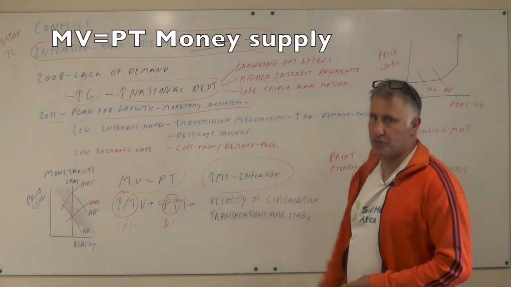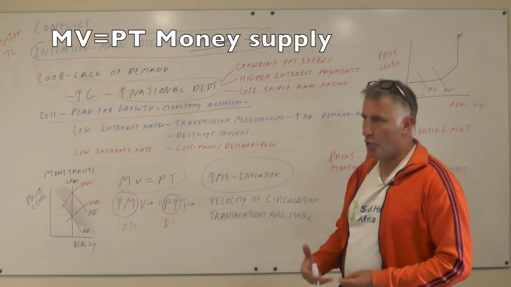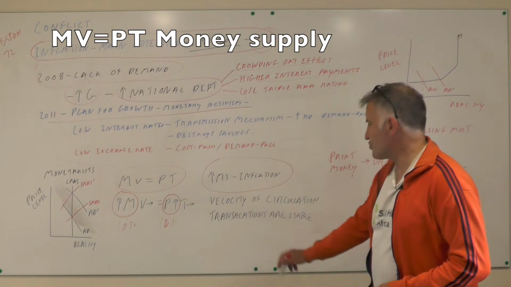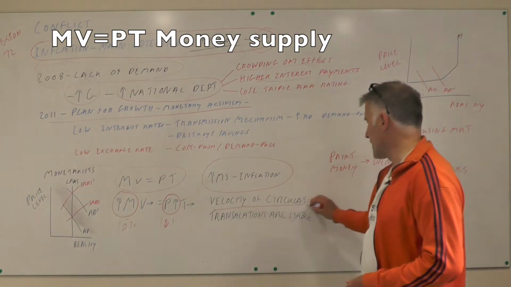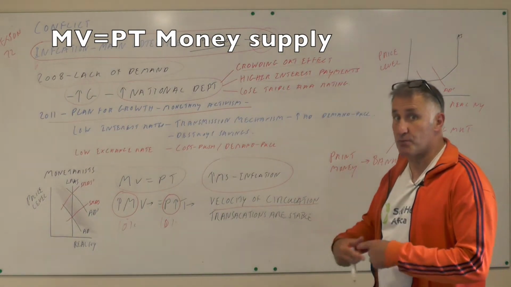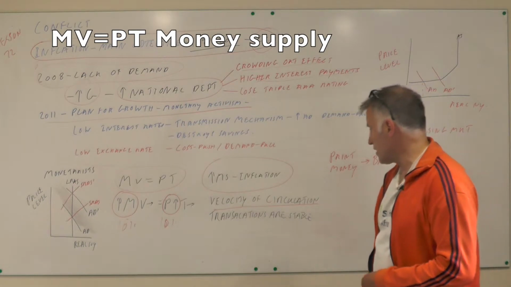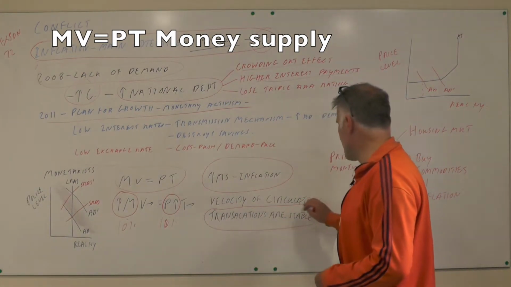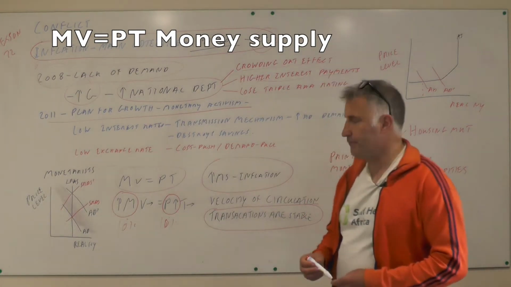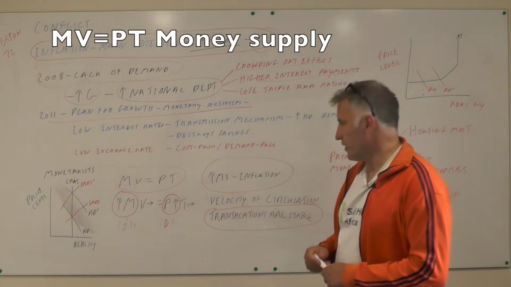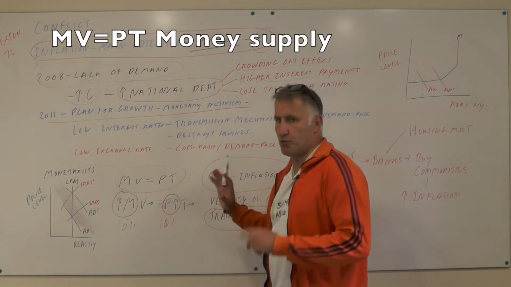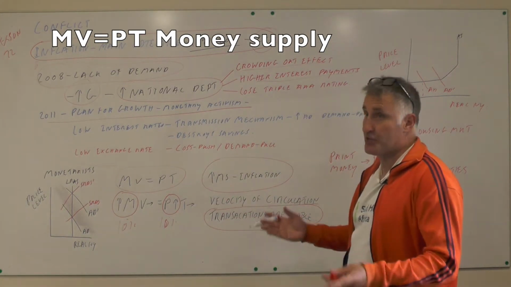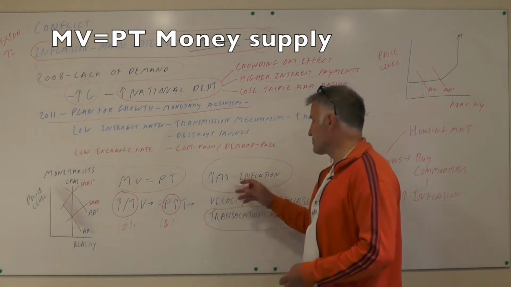MV equals PT. So you're probably asking now, what does V stand for and what does T stand for? V stands for velocity of circulation, which is how many times the money goes around the economy in a year. And T stands for transactions, which are the number of transactions that are made. Now, monetarists believed that V and T were stable. So this was their theory, and if V and T are stable, an increase in money supply will directly lead to inflation.